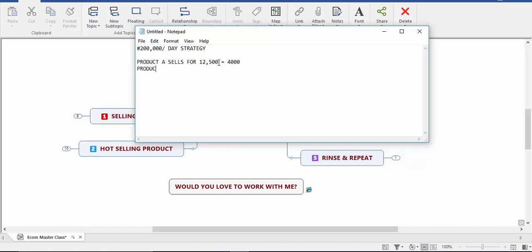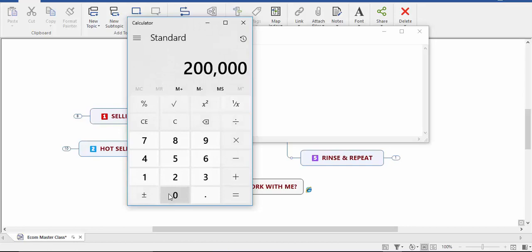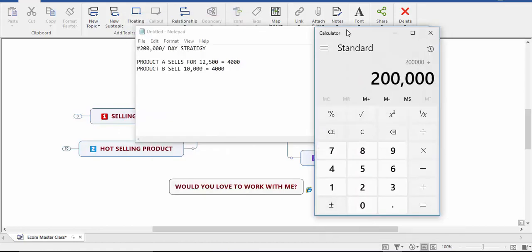The same thing with product B, which sells for 10,000 naira with a profit margin of 4,000 naira. Now, how many units of product A do you need to sell to get a profit of 200,000? Let's do this math. 200,000 divided by the profit per unit, that's 4,000 naira. That means you need to sell 50 of product A or product B to make 200,000 naira on a daily basis.